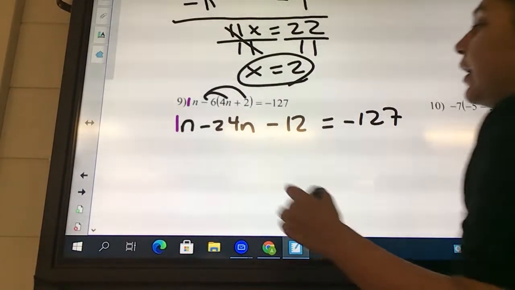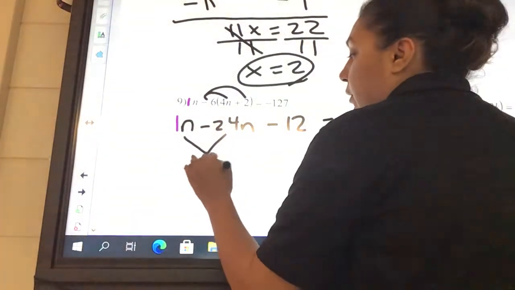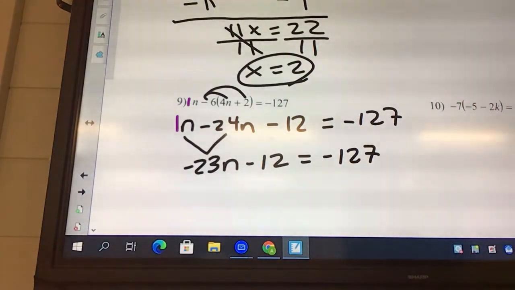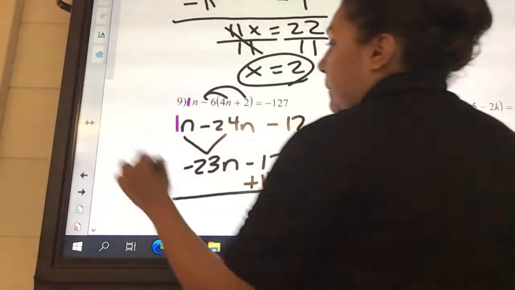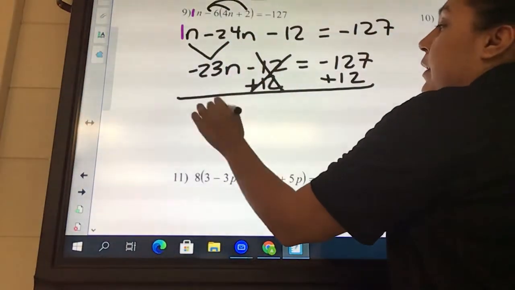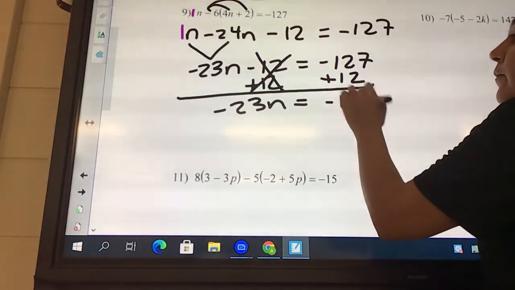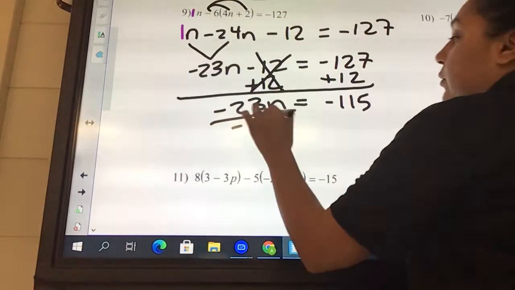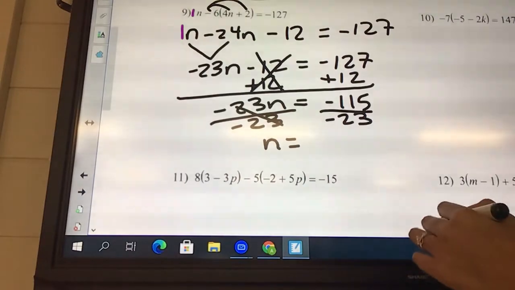Okay, and then we can combine our negative 24 and 1. So I got negative 23n minus 12 equals negative 127. Okay, and then we're going to add 12 to both sides. So I'm going to have negative 23n equals negative 115. And then I'm going to divide by negative 23. So I got n equals 5.